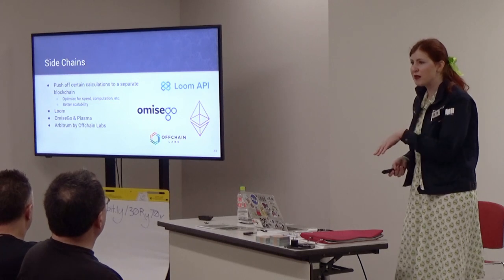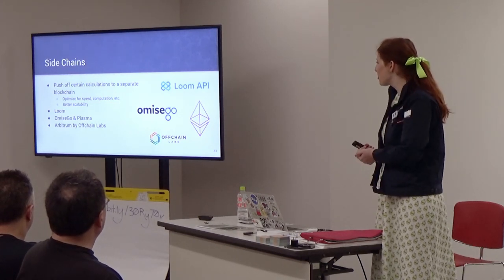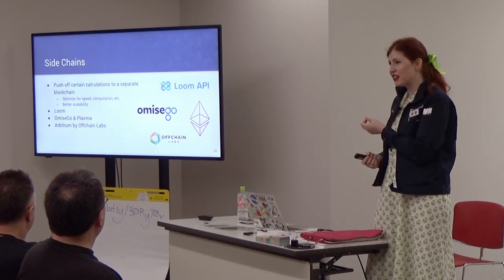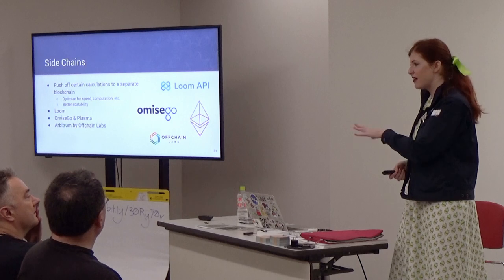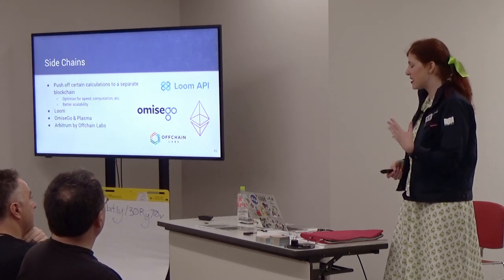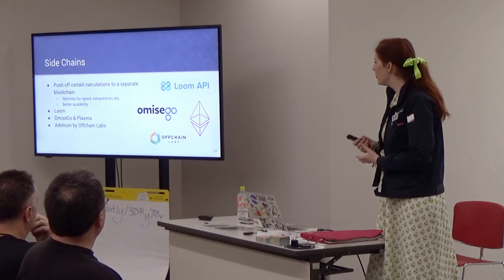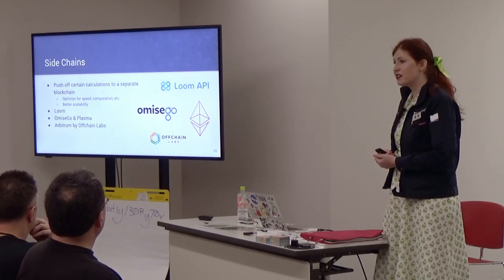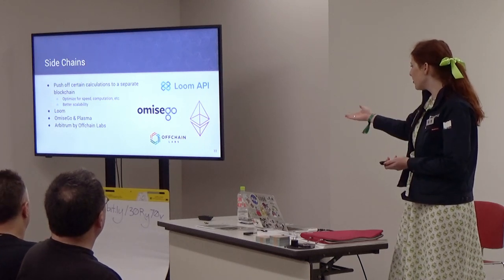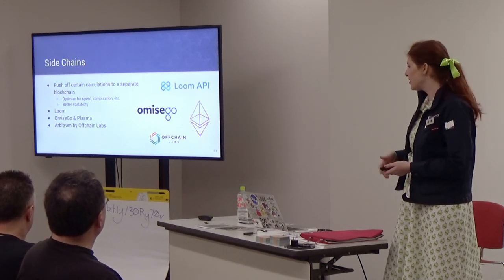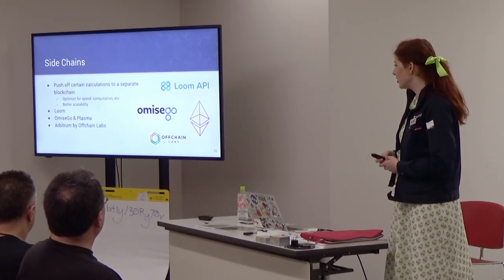And I'm just going to name drop groups of people that are working in this space. Loom especially is really in the gaming space, and they're all about sidechains. So they have a developer SDK that helps set up sidechains. And I think actually Axie Infinity is working with Loom now. OmiseGo was one of the first developers of the Plasma Ethereum sidechain. And then there are other companies doing more general sidechain things, like Offchain Labs, which is doing a sort of privacy-preserving sidechain called Arbitrum.